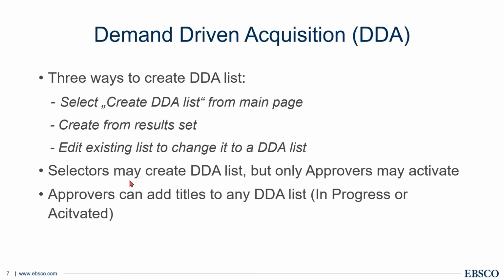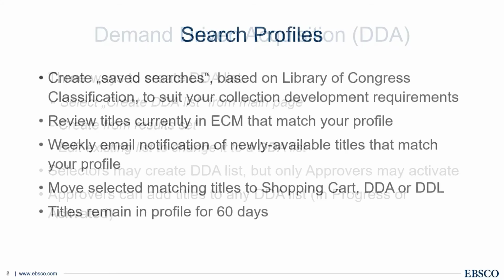What is important to mention is that if we are talking about the different accounts, selectors and approver, then as the name says, the selector has lower permissions than the approver, and only the selector can create a DDA list, but the approver can make it activated. He can activate. So this is the difference.